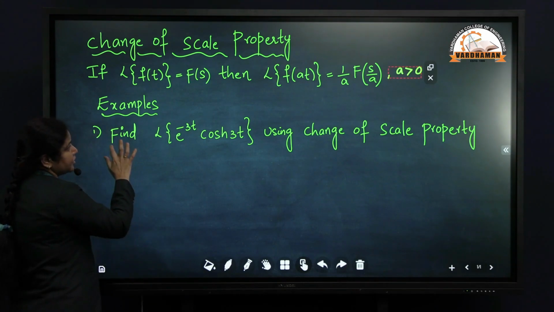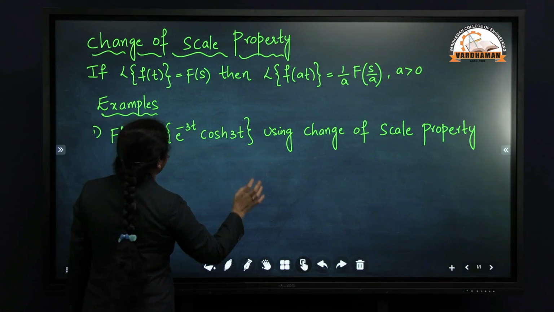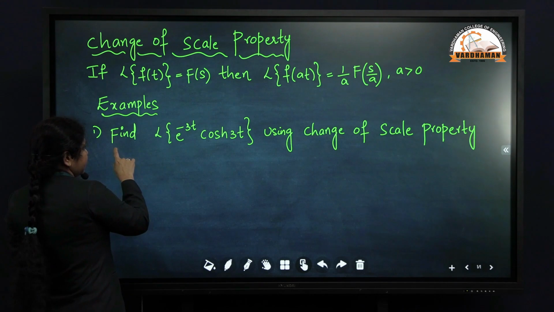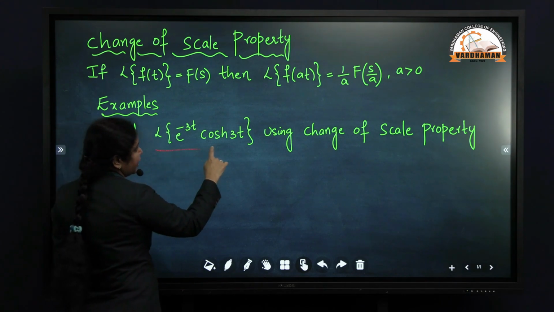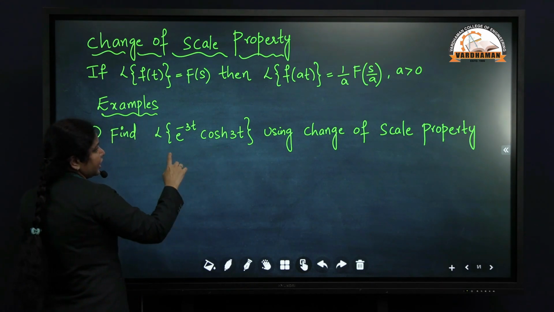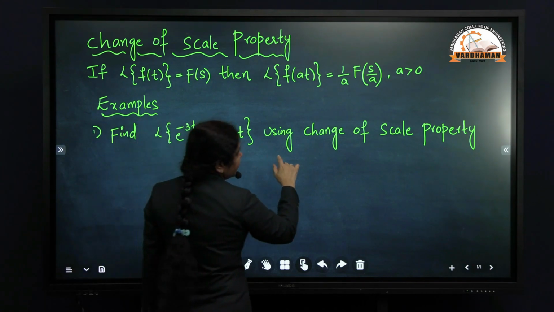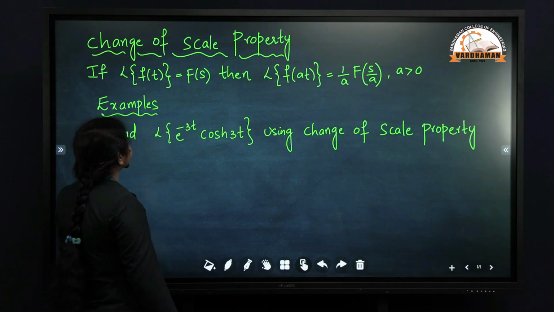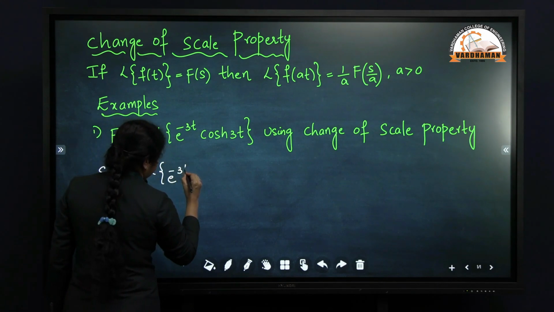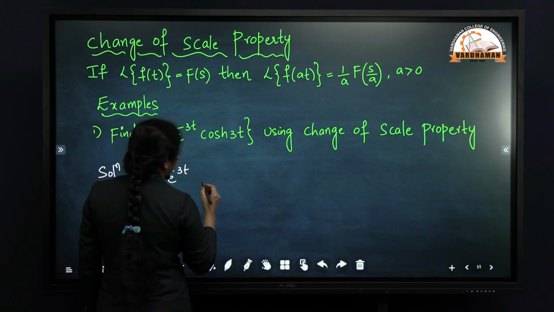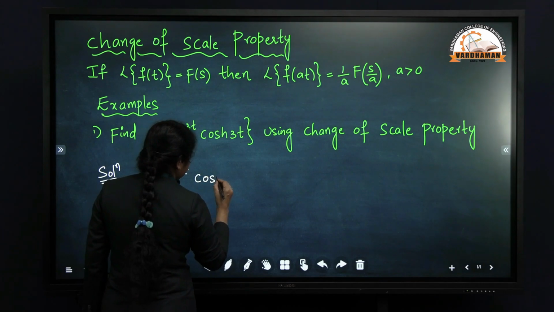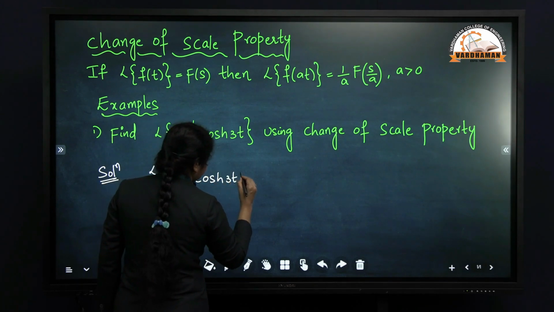Now, examples based on the change of scale property. The first example: here we need to find the Laplace transform of e power minus 3t cosh 3t using the change of scale property. So we need to find the Laplace transform of e power minus 3t cosh 3t.